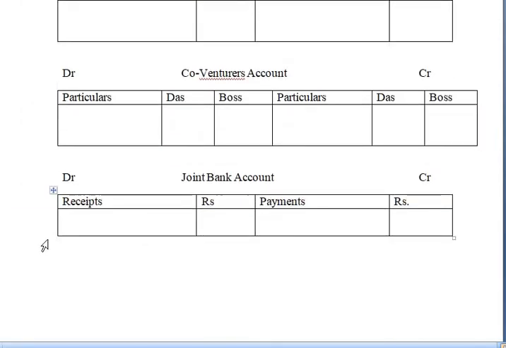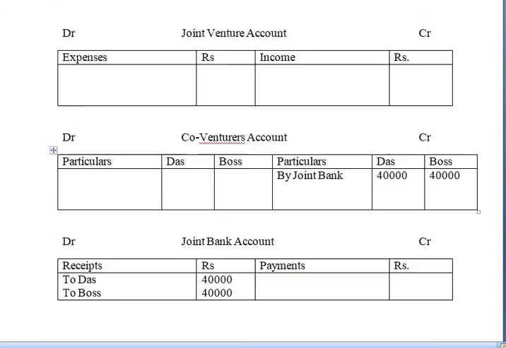So come to joint bank account. In joint bank account it will be receipt. So to Das, then to boss. Das is 40,000 and boss also 40,000. Now cross posting, because each transaction has two aspects. One is debit, one is credit. Now cross posting in opposite side, Das and boss account. So by joint bank account, Das 40,000 and boss 40,000. So first transaction is over.